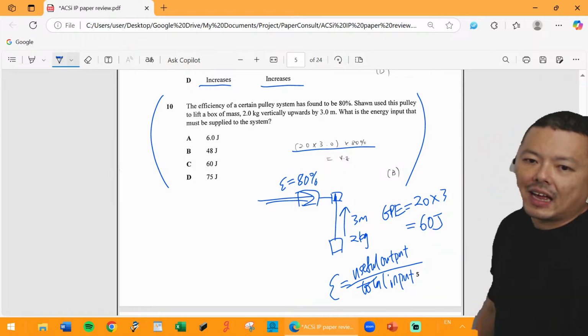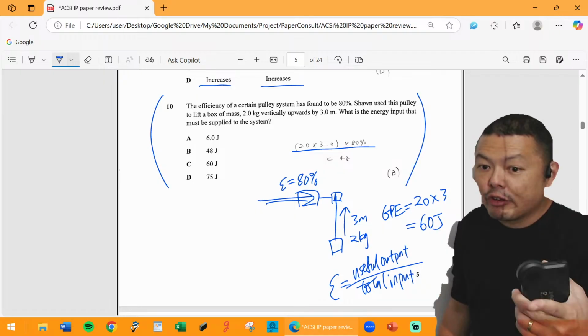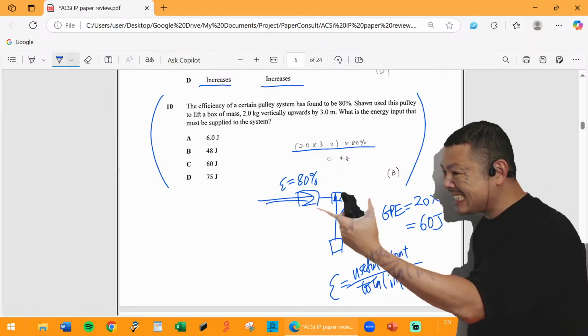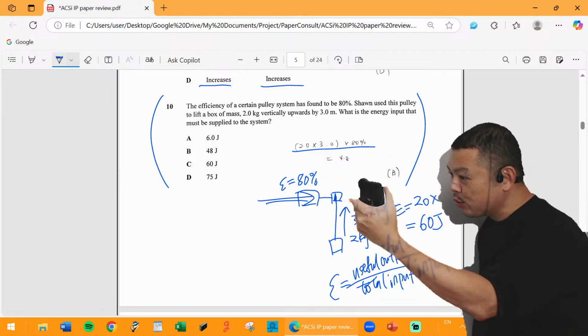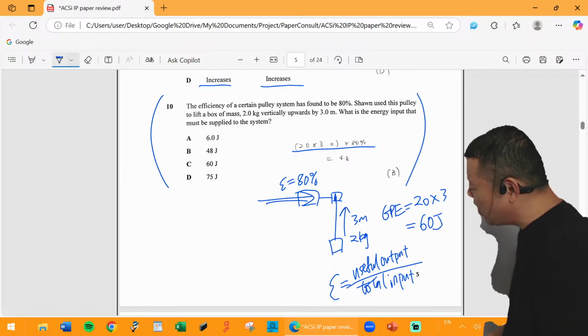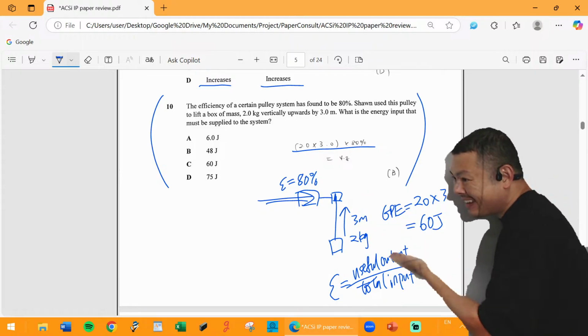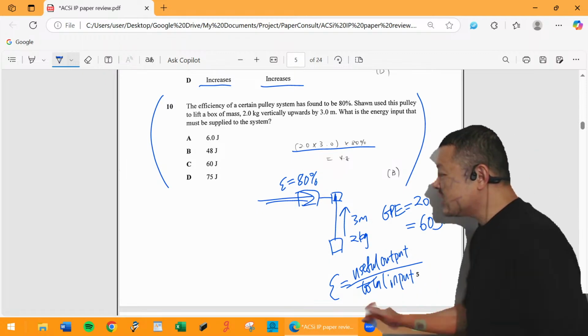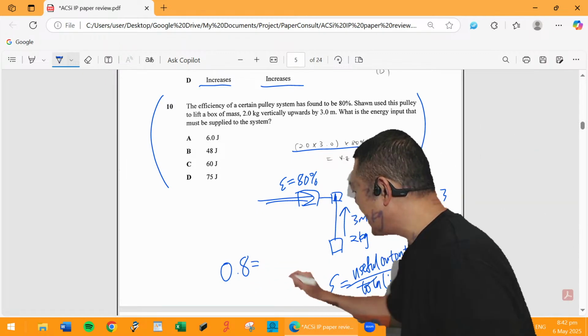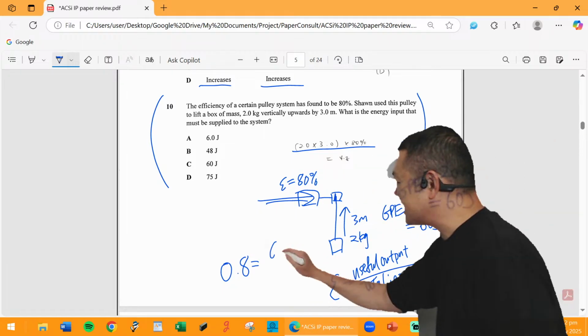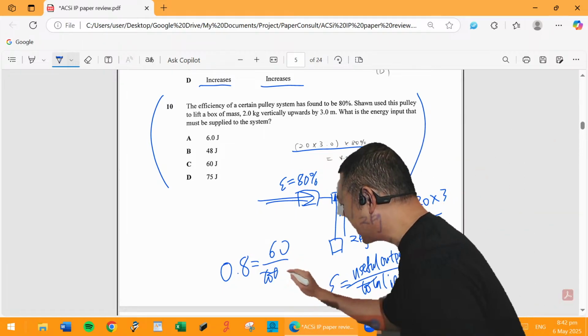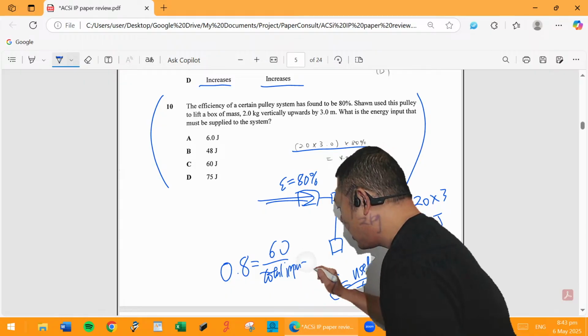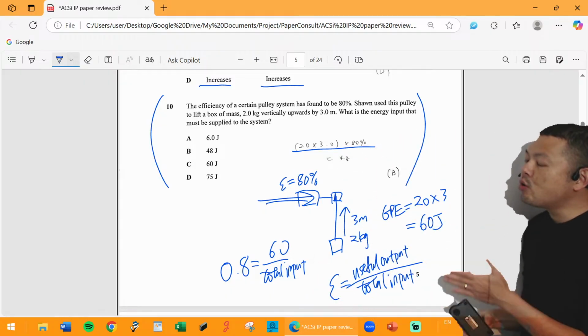Don't do that. I said that time, 120%. You literally said to do that. Can you use this equation or not? Efficiency is 0.8. 0.8 equals useful output 60 over total input. Can do the math or not? Don't go and do 120%.